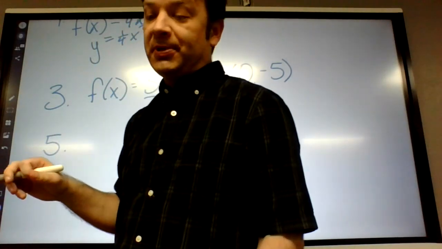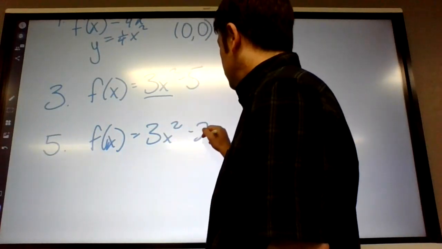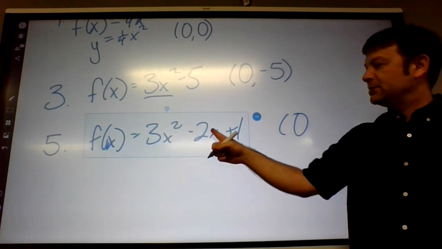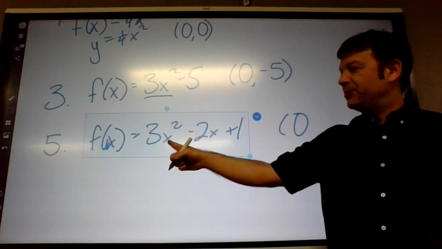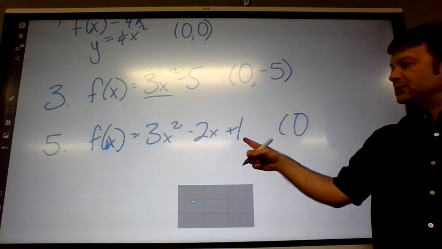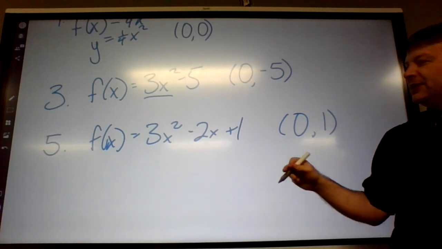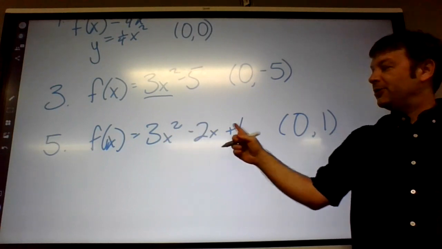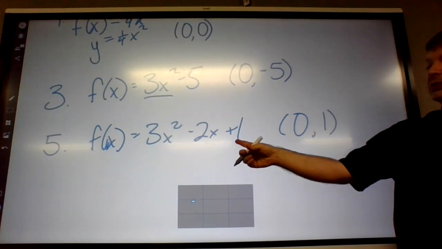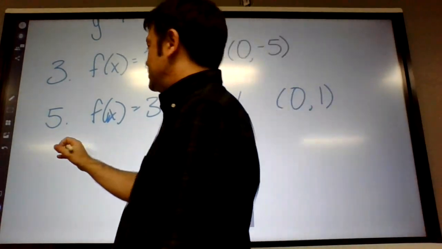Number 5, 3x squared minus 2x plus 1. Okay, what if we put a 0 in for the x's here? That would be 0, 0, plus 1 is 1. So, do you guys see the pattern yet? All these terms with x's just go away when you plug a 0 in. So it's just this last term that is basically the y-intercept. Plus 1, -5, so on. It's kind of easy peasy.